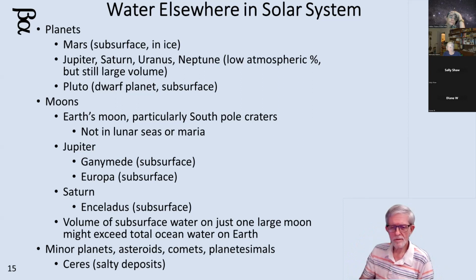So the Earth's moon, which we one time thought was dry, and then we realized, what about at the South Pole in the shady areas? And we found, yeah, there's water ice in there. And the things that we call maria, or seas on the moon, those are just large, flat, volcanic covered areas. They're not actually oceans. But we've recently discovered that two of Jupiter's moons, Ganymede and Europa, have large bodies of subsurface water with thick layers of ice on top of them.